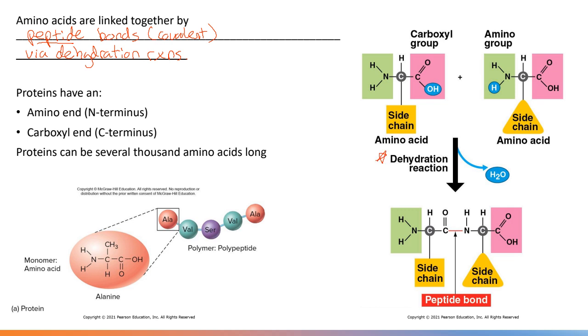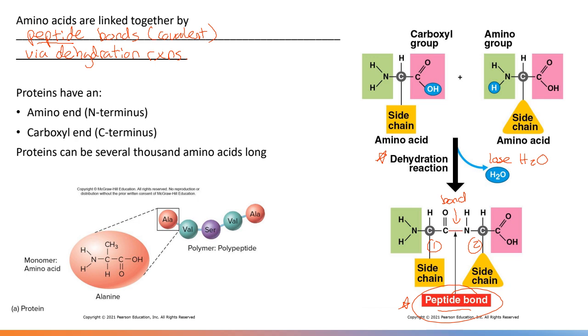That's what you see over here at dehydration reactions. Again, we lose water, but we make a bond just over here. And this bond is called a peptide bond. Now we have two amino acids together, one and two. Now they are connected by a peptide bond.